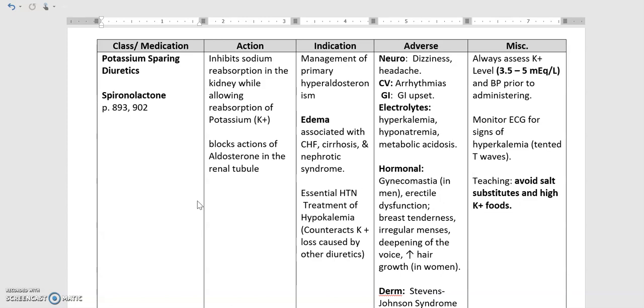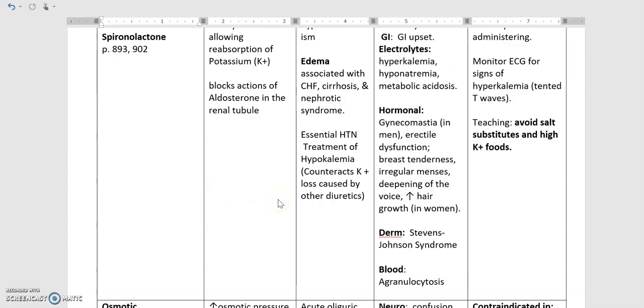There are some hormonal adverse effects that could potentially occur for the patient taking spironolactone, and they include gynecomastia in men and erectile dysfunction. Women could develop breast tenderness and irregular menstrual cycles, and can also experience deepening of the voice and increase in their hair growth. They may develop agranulocytosis or a skin condition called Stevens-Johnson syndrome.